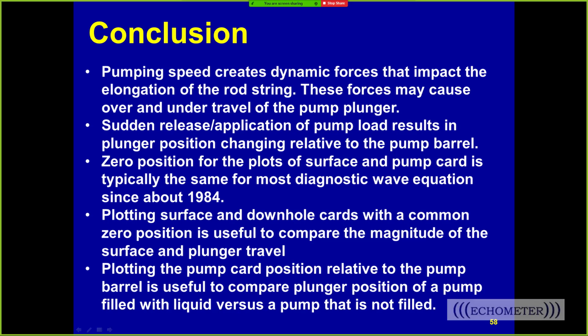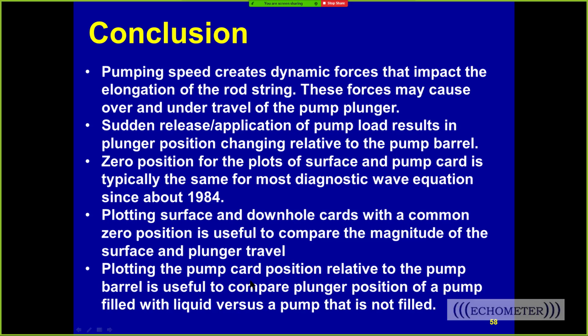The idea that the surface card and pump card plot with the same zero position is convention, because they don't. Most people that display a surface card and pump card plot them with the same zero position, but it's a relative position, and for me, I've been plotting them the same since about 1984.